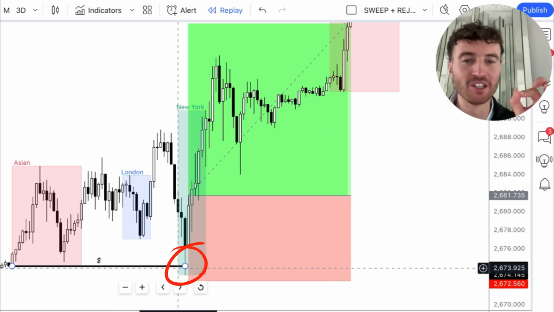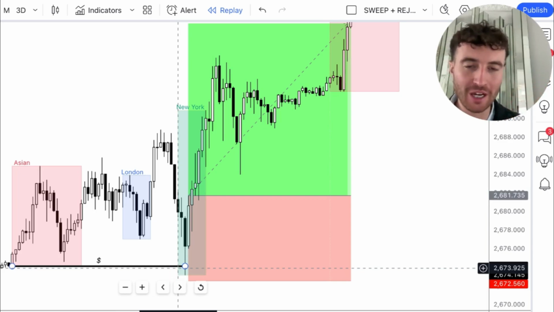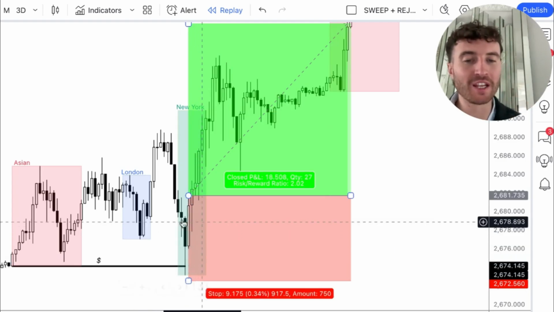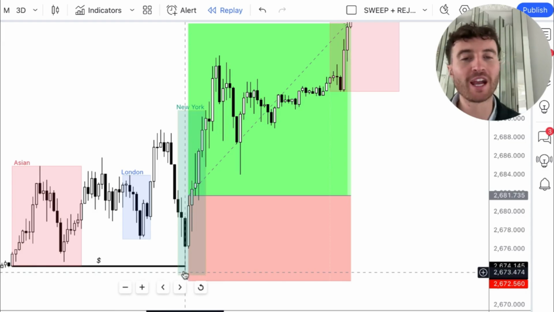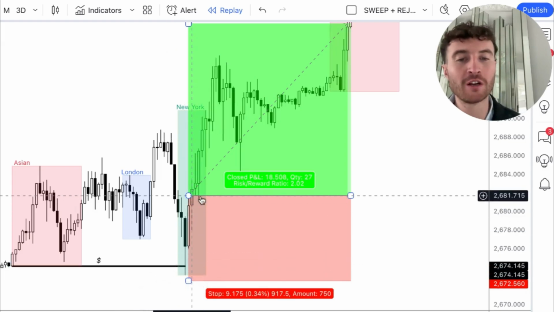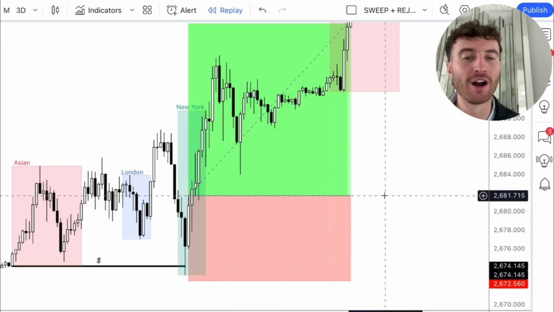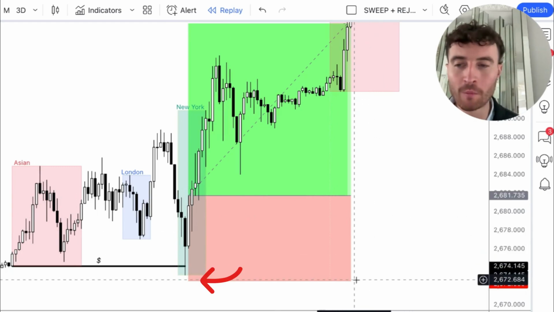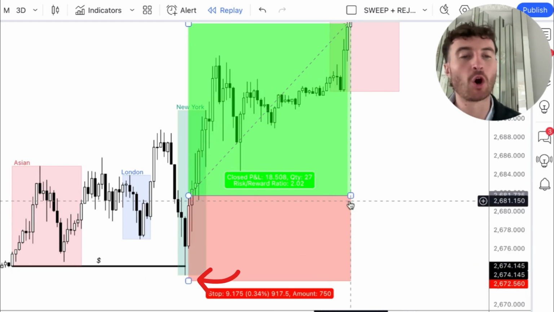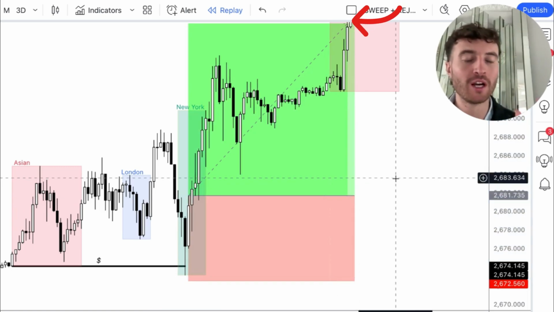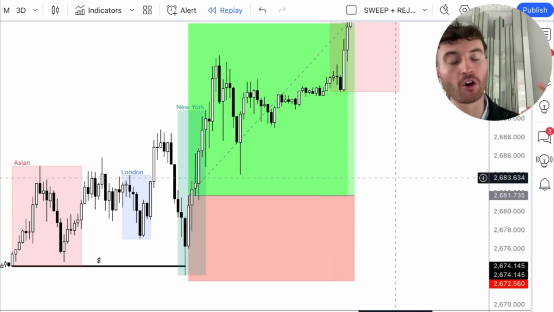Our directional bias for the day was to the upside, so we're only looking for longs on this market. We get a sweep of the Asian session low. We then get an injection of bullish pressure, enter on the break of that candle high, invalidation simply below the liquidity sweep, and then targeting a 1 to 2 risk to reward. You may look to target a 1 to 3. That is really personal and up to yourself. However, for me and my data, I like to target a 1 to 2 risk to reward.